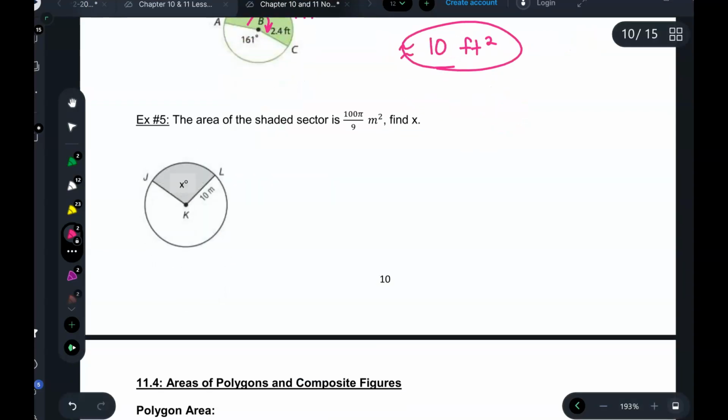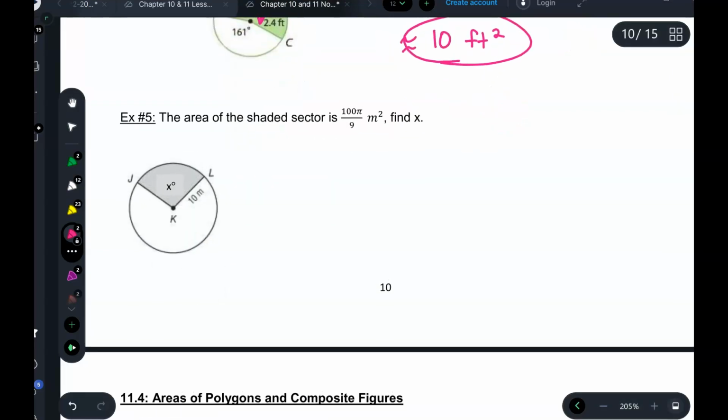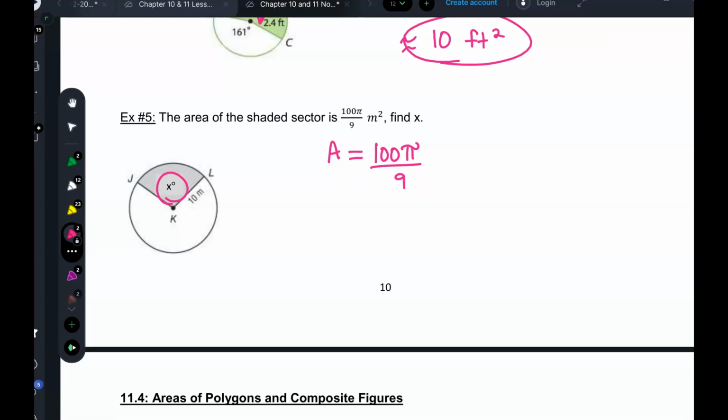I see. Okay. All right, now we know the area of the shaded region is 100 pi over 9, and we want to figure out what's the angle measure. Wait, so we've never gotten an area that was a fraction. Okay, well we'll figure out how to work around that. When you are given the area and you have to work backwards, what do we want to do here? So it's pi. What's the area equal to?